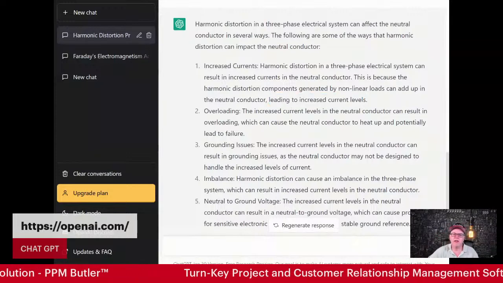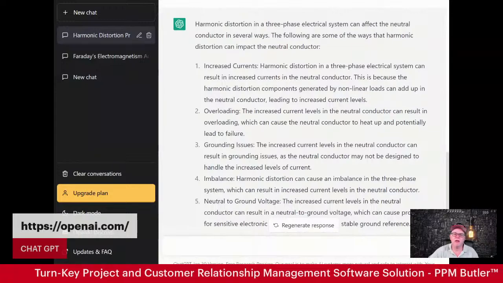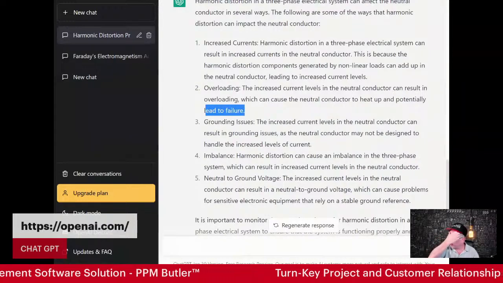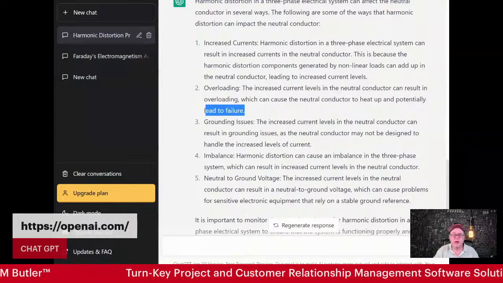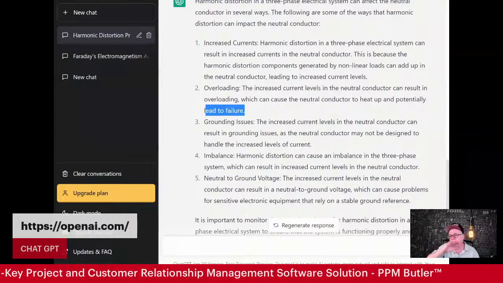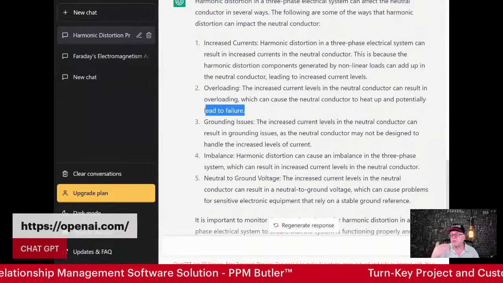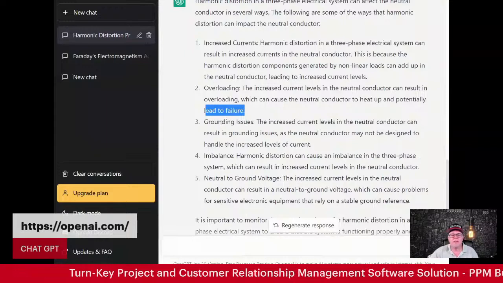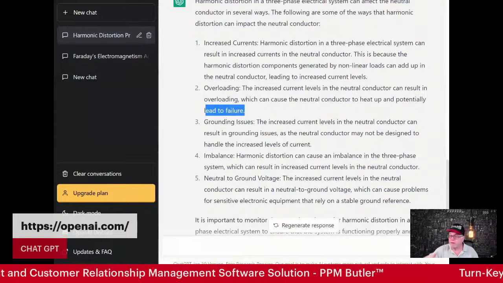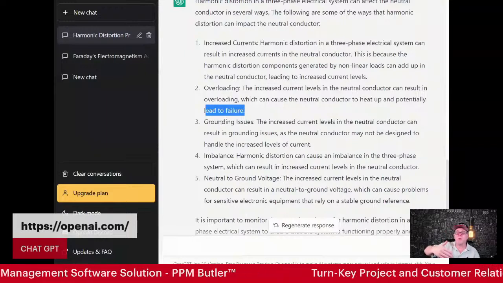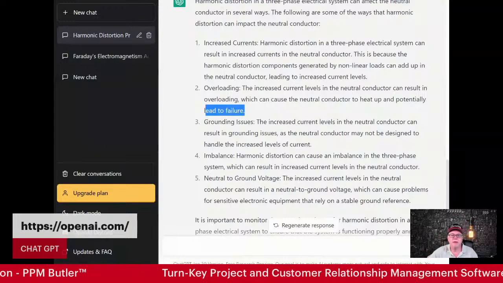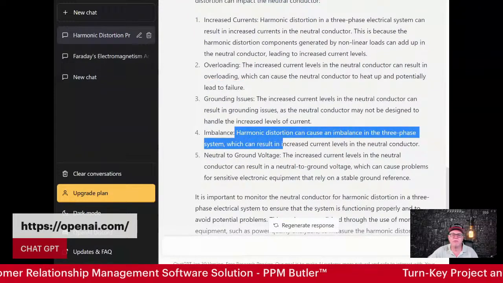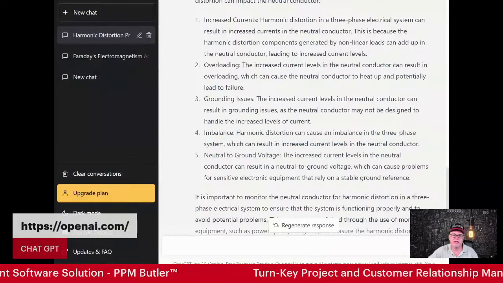Okay. And here's overloading. The increased current level on the neutral can result in overloading, which can cause the neutral conductor to heat up and potentially lead to failure. That's why you'll notice that in 220.61 there are permitted reductions and there are reductions that are not permitted. Depending on the type of system you have, you're not allowed to reduce the size of the grounded conductor, right? So again, it makes sense depending on the type of system you're dealing with, or if you have a certain amount of what's called nonlinear loads. Anyway, imbalance. Harmonic distortion can cause an imbalance in a three-phase system, which can result in increased current levels in the neutral conductor. We kind of covered that, right?